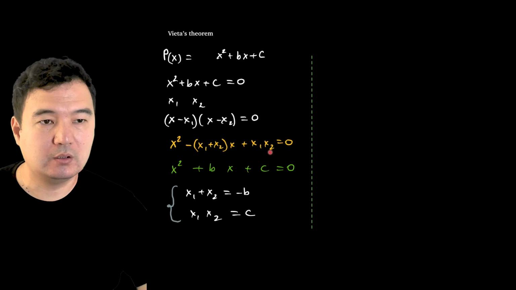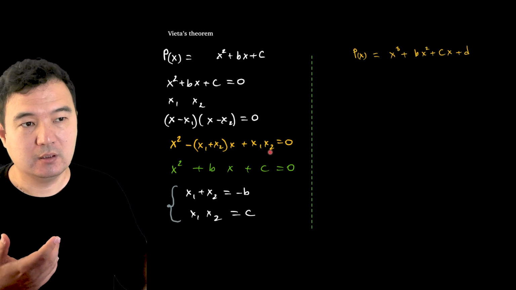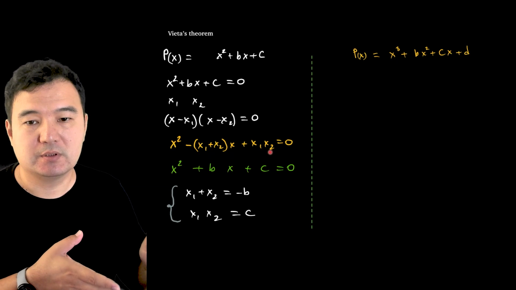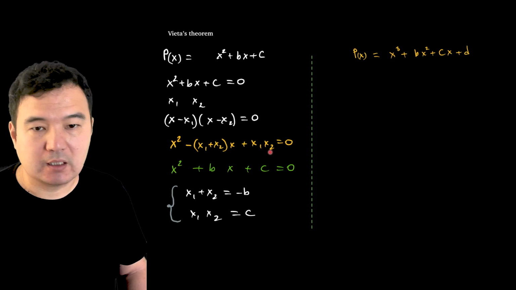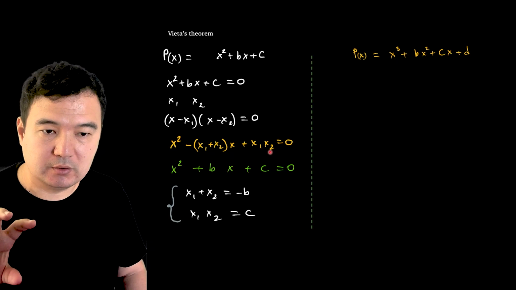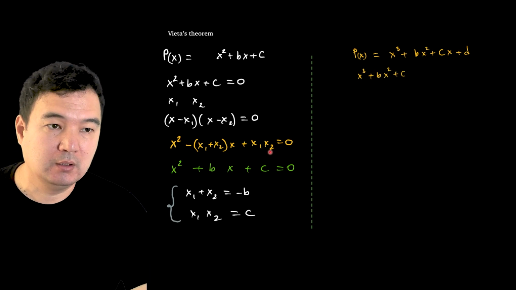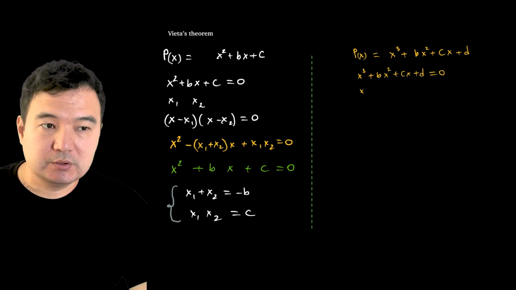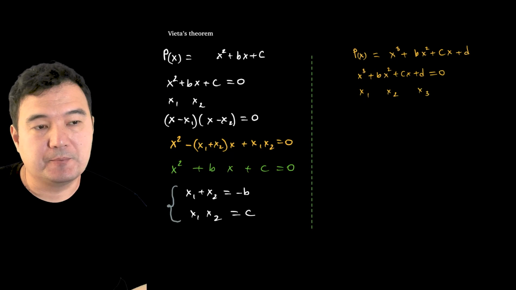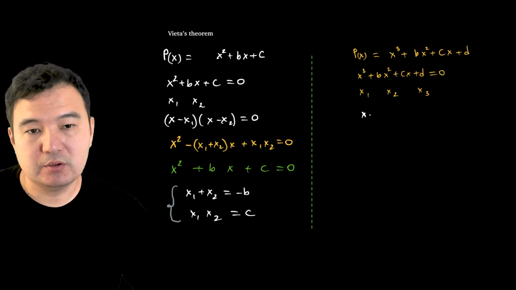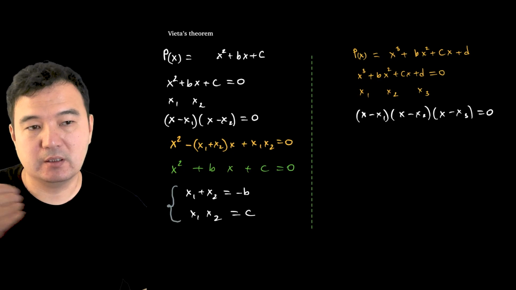If we go to the case of cubic equations, for all three problems in this video, the first two have three unknowns. So probably we are going to use the cubic version of Vieta's theorem. So let's write the cubic version. The roots x1, x2, x3 are the solutions of this cubic equation. And using the same logic as in the quadratic case, you can just factorize it as follows.